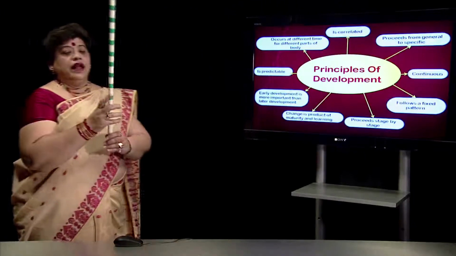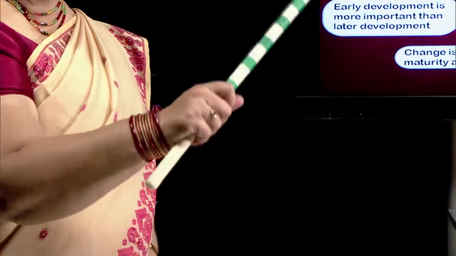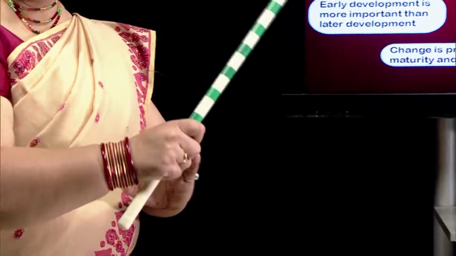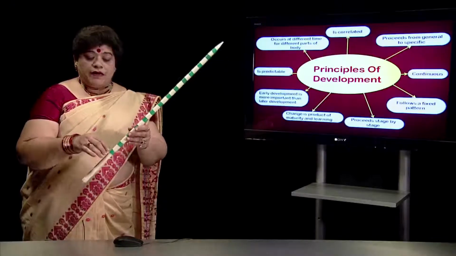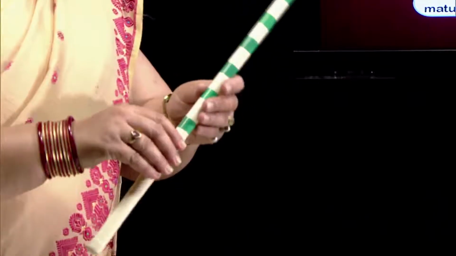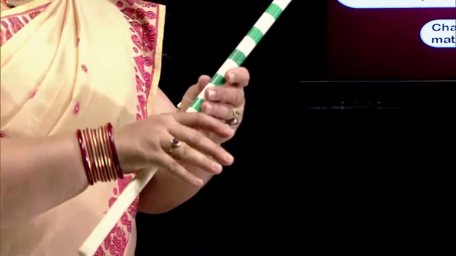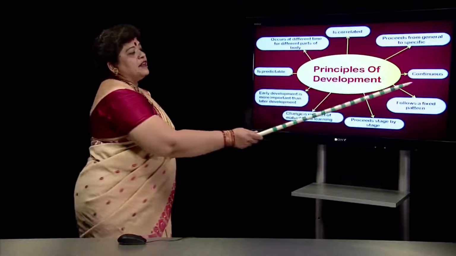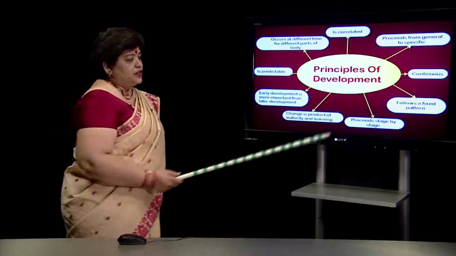One of the principles is that it proceeds from general to specific. If I give this stick to a small baby to hold, then the baby may hold it like this with a complete grasp. That is the support of the palm, the fingers and the thumb. But if I give it to a bigger child, or maybe if I am holding, I may even hold it with 2 fingers and thumb, or with the support of 4 fingers and thumb. That means from general to specific. The movement or development has happened from general to specific. Next important principle is that development is continuous. It will continue to happen throughout the life of an individual.